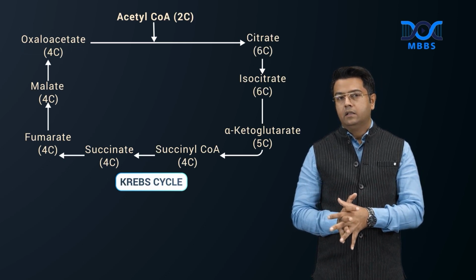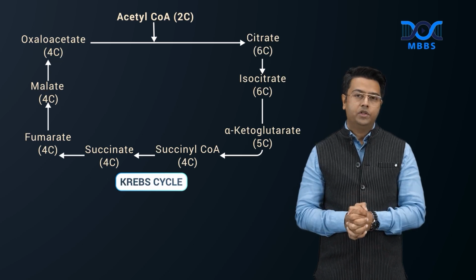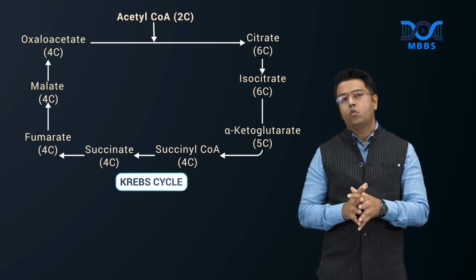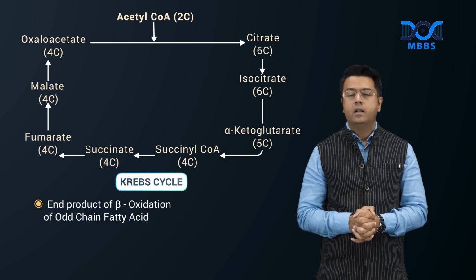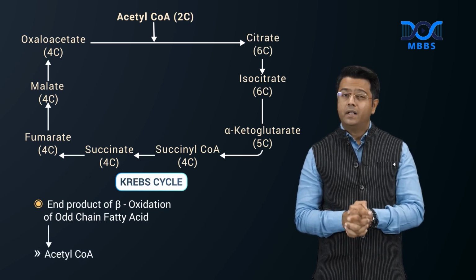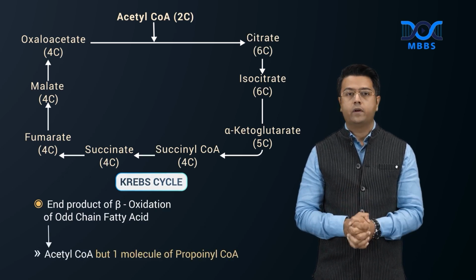So guys, now talking about questions on this topic. What is the end product of the beta oxidation of odd chain fatty acids? So yes, it is acetyl-CoA, but also one molecule of propionyl-CoA.